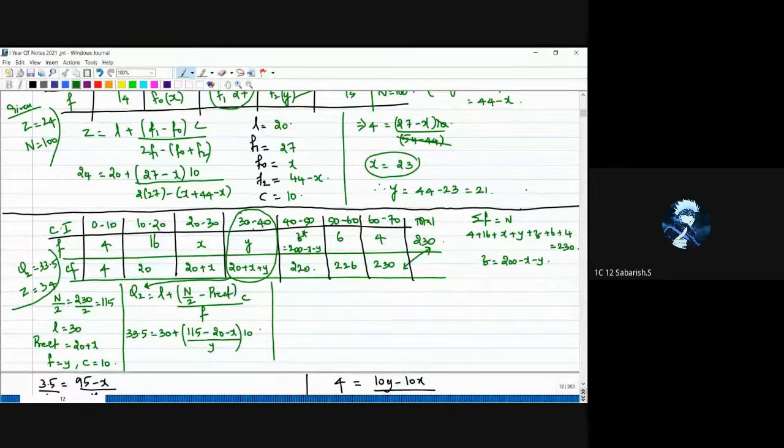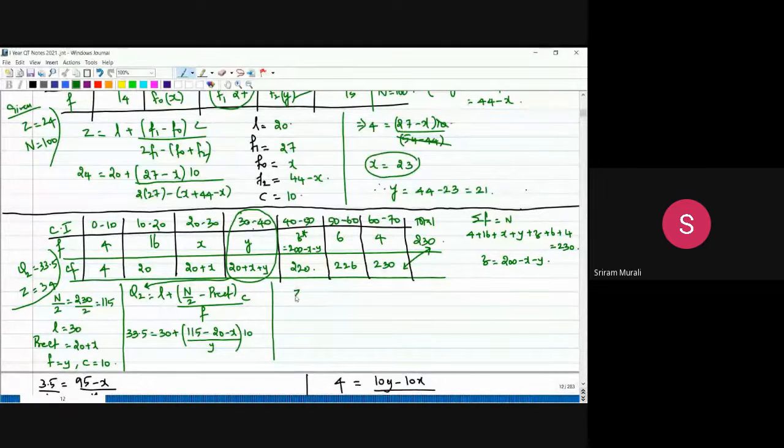Sir, 20 plus X. Sir, the preceding value is 20 plus X, so the minus sign is distributed. We are distributing the minus sign. Okay, sir. Okay, sir.